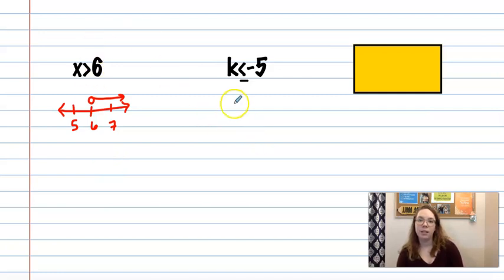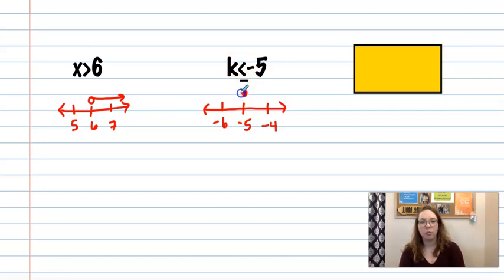K is less than or equal to -5. So negatives, sometimes people struggle on a number line, but we'd have -6, -5, and -4. Okay, this is getting larger. We want a filled in dot, and then K is smaller, so smaller is still to the left. -6 is smaller than -5.